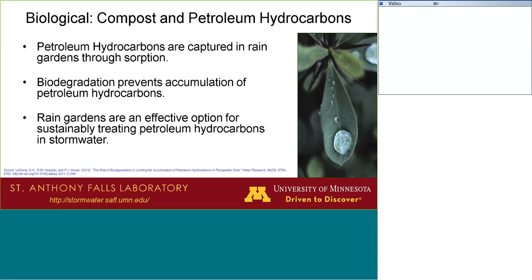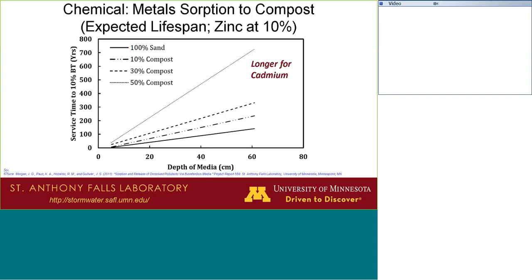There's other research that shows the compost in these rain gardens or bioretention practices can work very closely with petroleum hydrocarbons, creating a biological community that can actually biodegrade these petroleum hydrocarbons. They are originally captured through absorption onto the compost or the organic matter, then biodegraded to carbon dioxide and other end products, so that these rain gardens or bioretention practices are really a sustainable and effective method for reducing these petroleum hydrocarbons we see in stormwater.